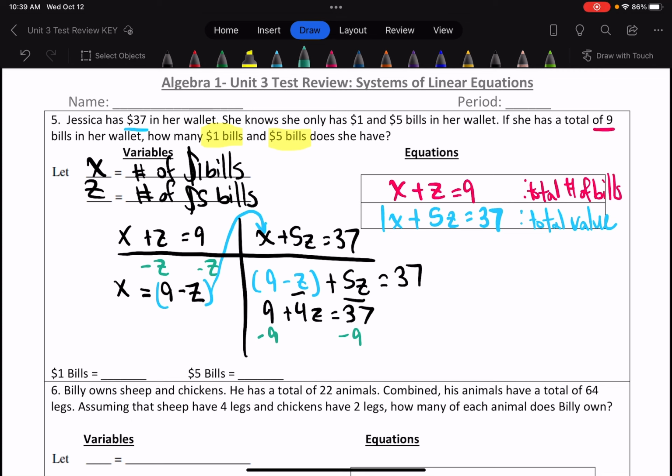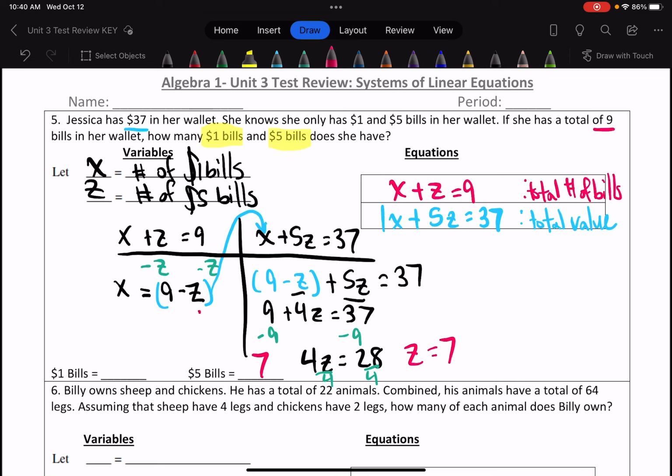And by doing so, 9 minus 37 is 28. Or 37 minus 9 is 28. So that gives me that 4z is equal to 28. I can divide both sides by 4. So z is equal to 7. That means I have 7 $5 bills in the wallet. Or Jessica has 7 $5 bills in her wallet.